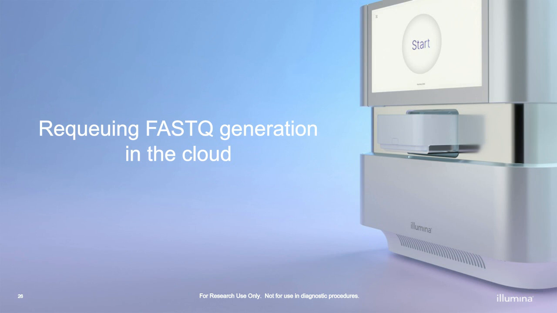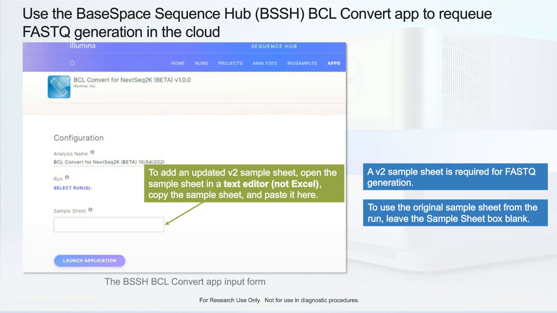Okay, so now that we understand how to requeue analysis locally on the instrument, let's talk about requeuing a cloud analysis. The NextSeq 2000 pipelines that were set up in cloud mode can't be requeued. So if your cloud analysis fails or if FASTQ files need to be regenerated in the cloud with a new sample sheet, we're going to use the BaseSpace BCL Convert app. After running the BCL Convert app, you may use the FASTQ files as input for the BaseSpace DRAGEN apps.